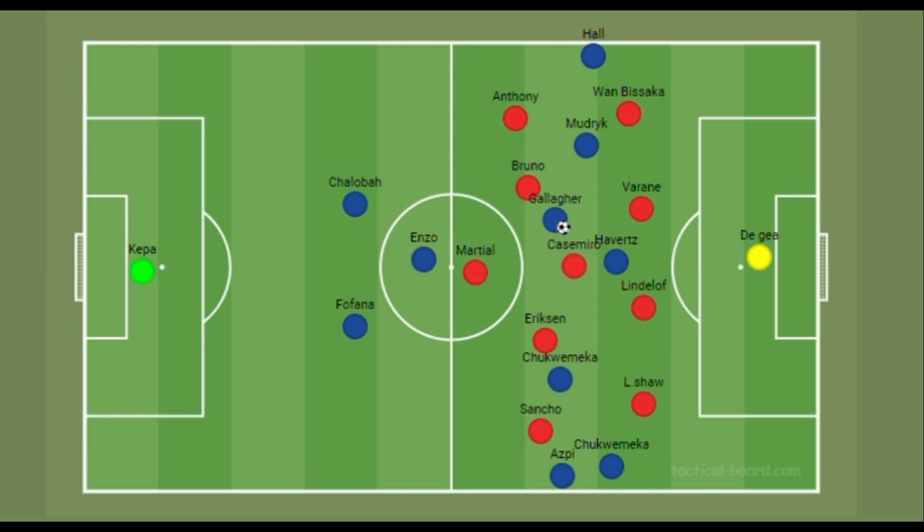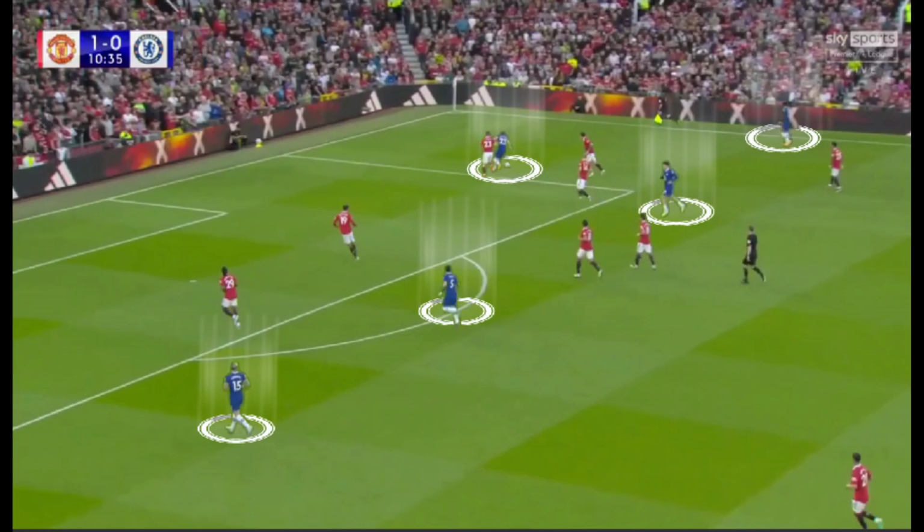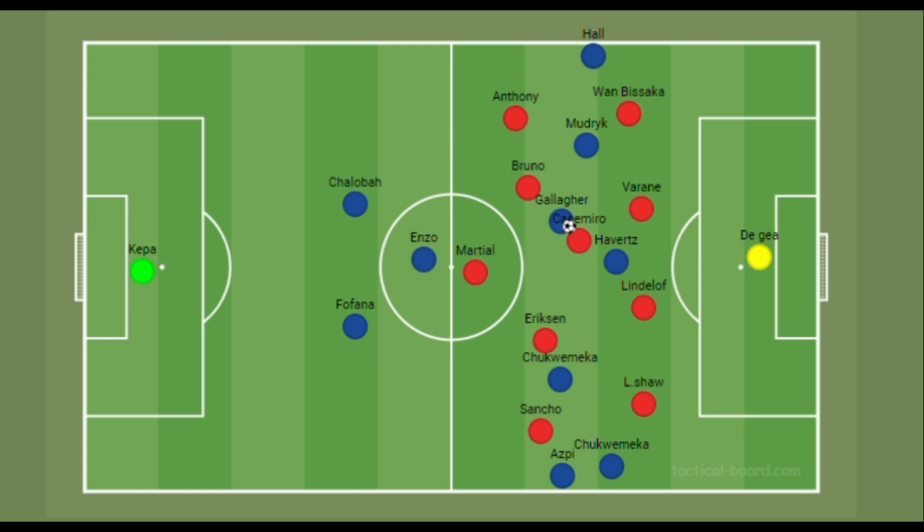Now, when Gallagher received the ball in these situations, Casemiro was able to intercept the ball and quickly pass it to Bruno Fernandes. When Bruno Fernandes received the ball, he was able to get the ball at this position and launch counter-attacks.